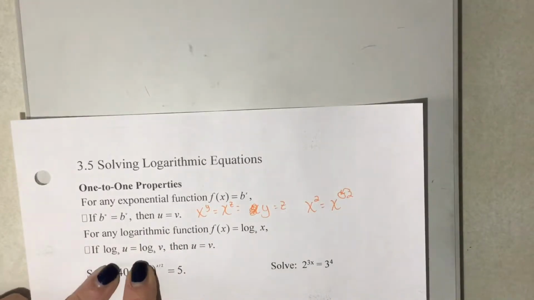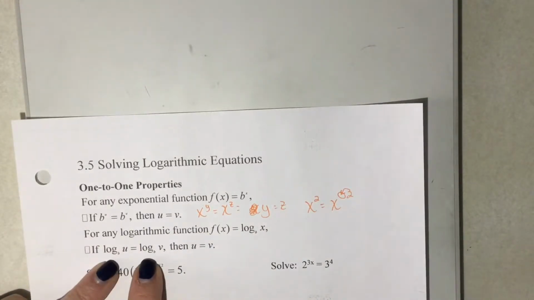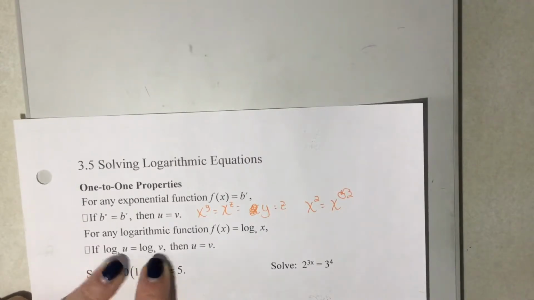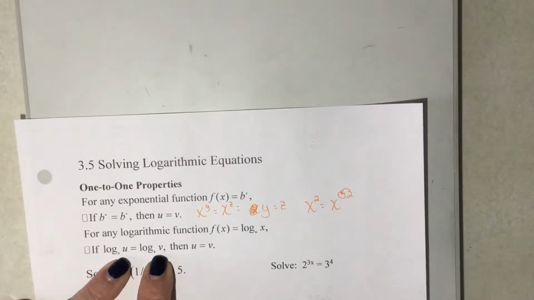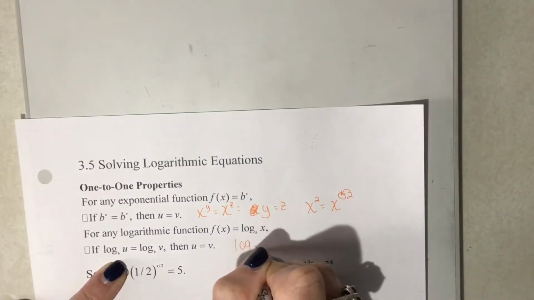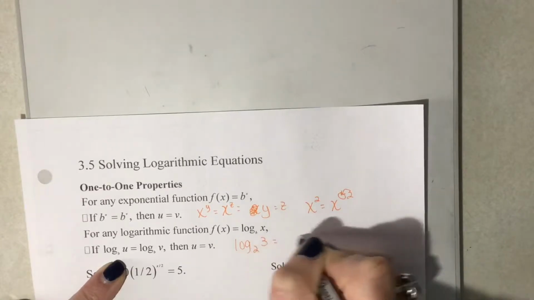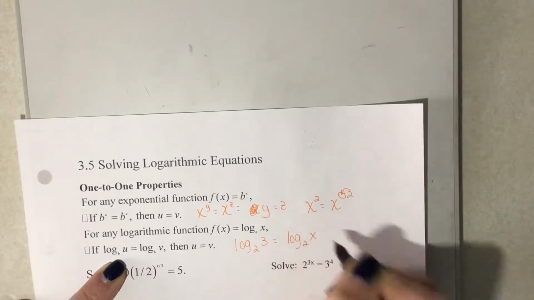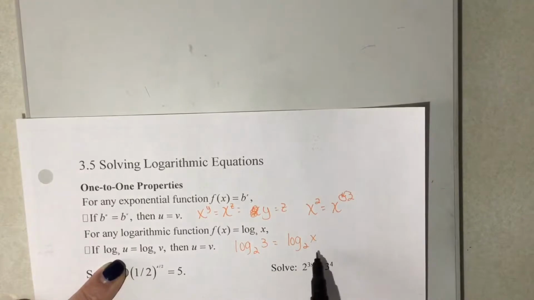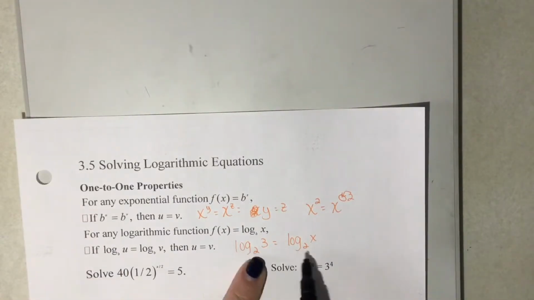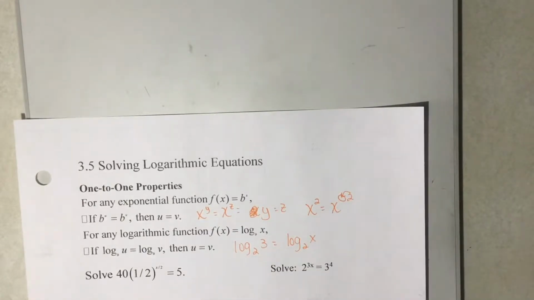The second one, if my log bases are the same, then u and v have to be the same. So for instance, if I have log base 2 of 3, but I know log base 2 of x, what does x have to be? X has to be 3. If the log base is the same, then my u and my v also have to be the same. Okay, so we're going to be applying those principles as we move forward.